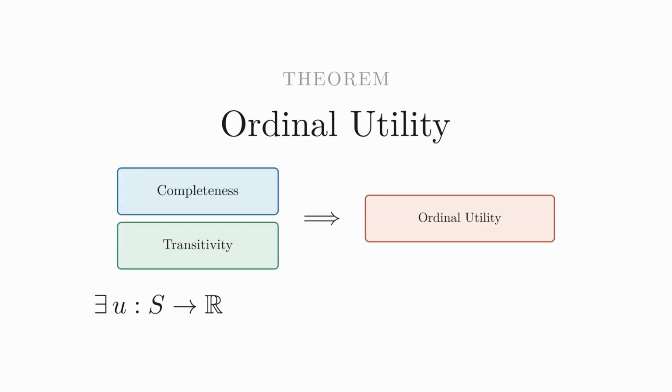So there is a function, like a number that you attribute to every outcome, and then you can say that the agent is maximizing that function. So that's a representation theorem that gives you a way to understand how the preferences of that agent are structured. And you just need those 2 axioms.